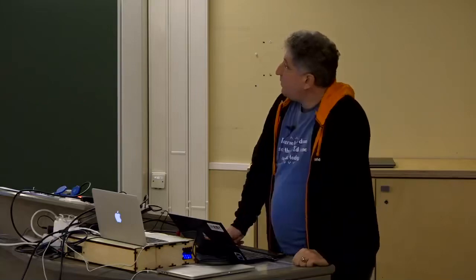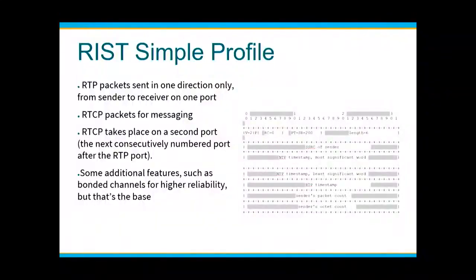So let's talk about the RIST simple profile that has already been published for over a year and has been implemented by a number of projects. So the simple profile was designed with the idea of graceful degradation. In other words, senders that do not support RIST can still send their streams to receivers that do, and vice versa. The one and only requirement is that you transmit your stream with a valid RTP header, which is pretty standard.